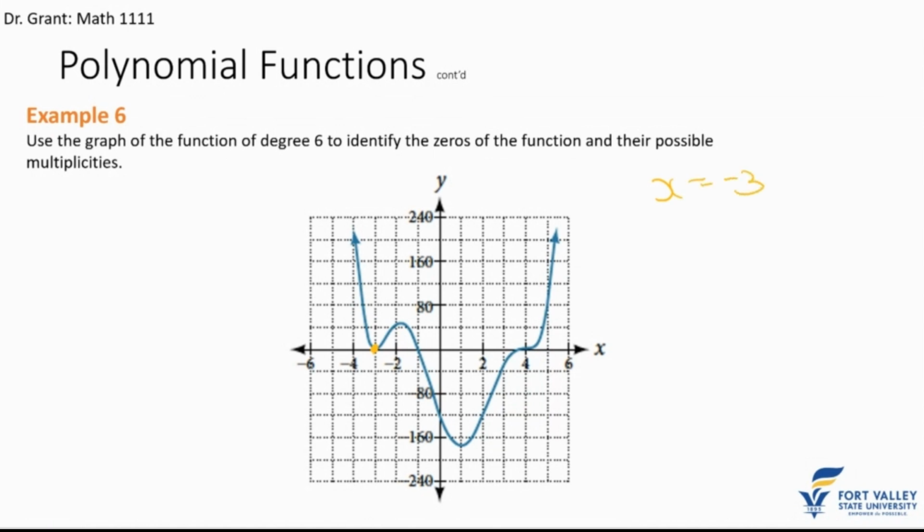At x equals -3, we see a bounce. That means we have an even multiplicity, but I'm just going to say 2 for now. If I need to change, then I will. But we know it's even. This one goes straight through, so we know that's going to be linear, a multiplicity of 1. So for x equals -1, we have a multiplicity of 1.